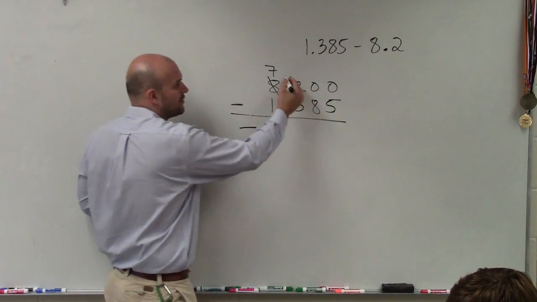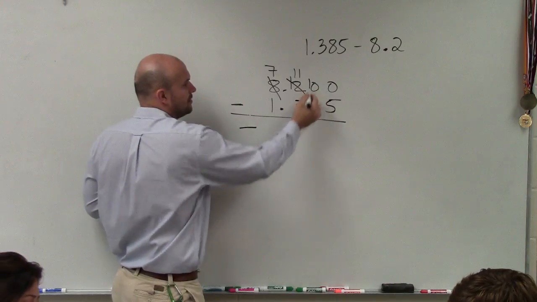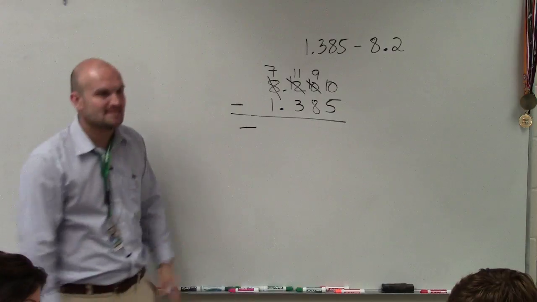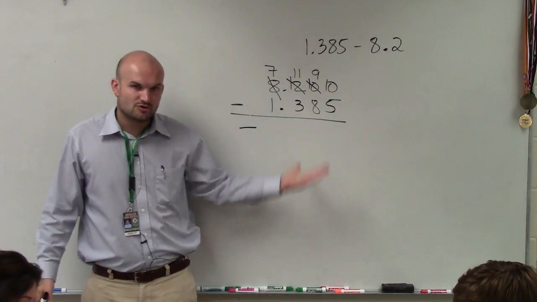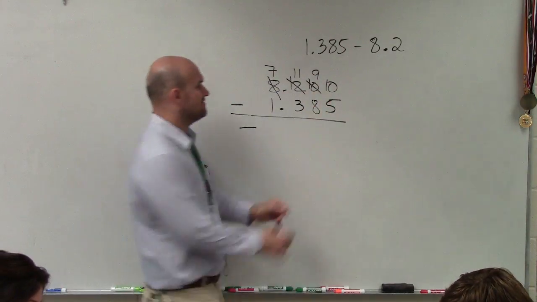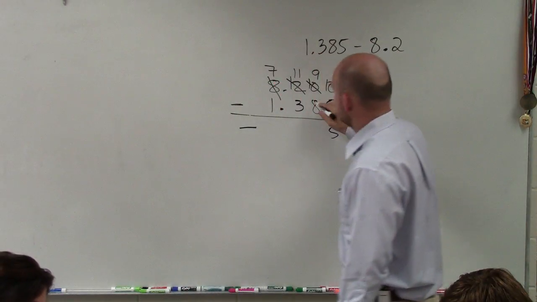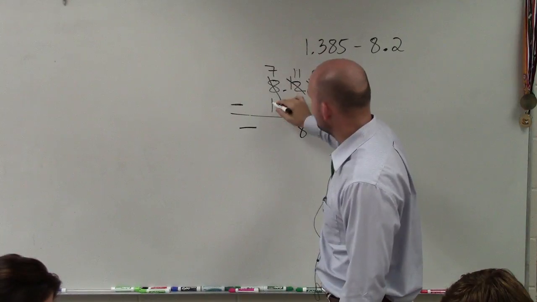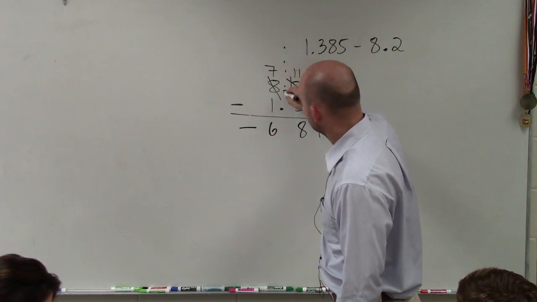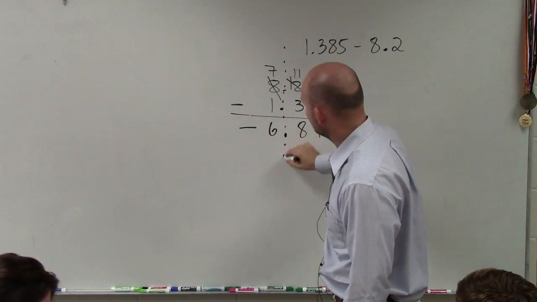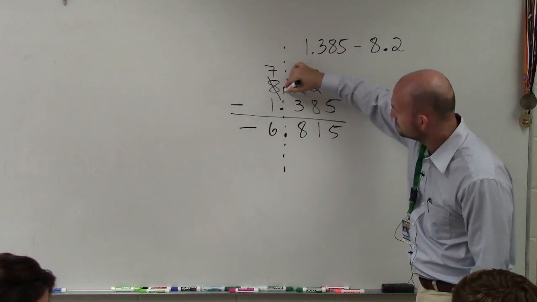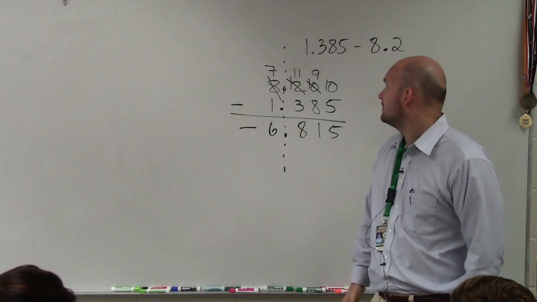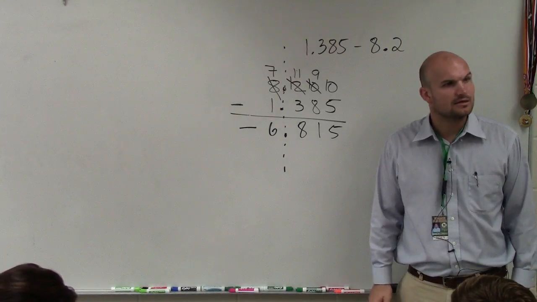But I got to keep on borrowing, right? So now that turns to 11, which makes that a 10. Borrow from there makes that a 9. And then that becomes a 10. Now I subtract vertically. 10 minus 5 is 5. 9 minus 8 is 1. 11 minus 3 is 8. 7 minus 1 is 6. And the decimal point is aligned. So my final answer is 6.815. Does that make sense? Anybody have any questions on that?